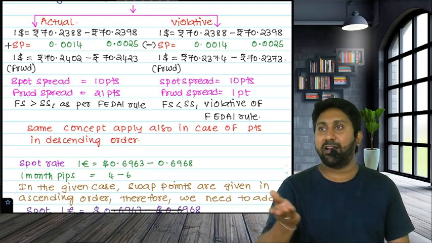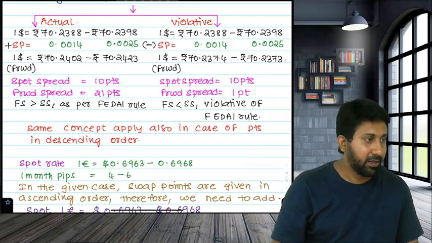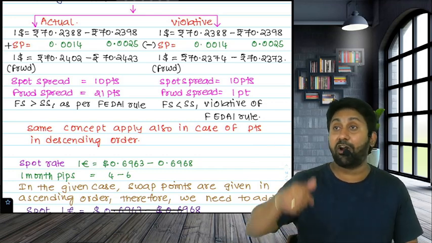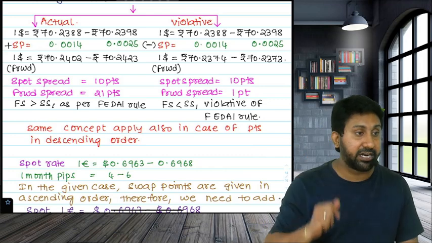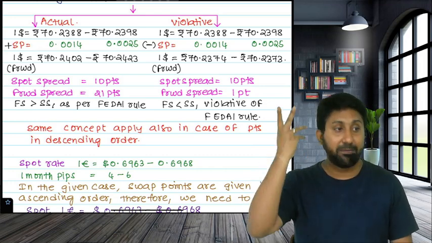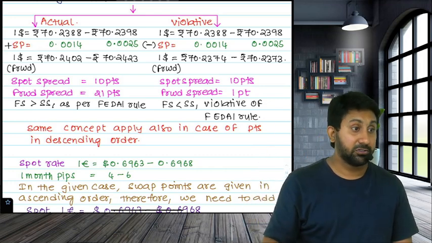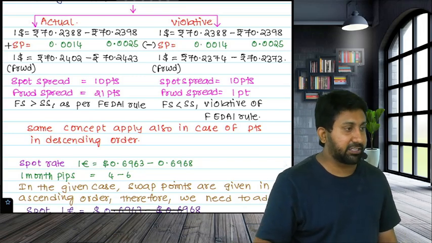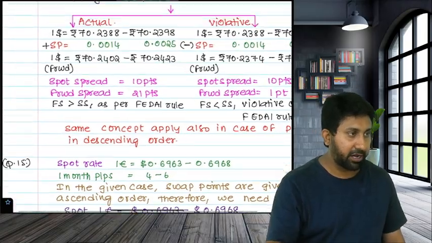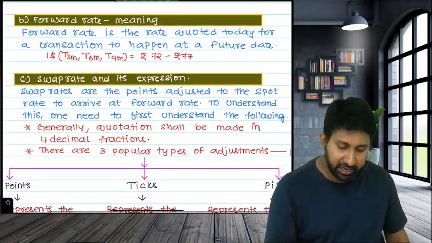Why would I enter when I know I will only get 1 point of profit in the future? I will not enter into a forward. If you don't enter into forward contracts, exports and imports get damaged, and GDP is damaged. So they are very serious about this. The same concept applies in the case of points in descending order. Am I clear? So let's write down the notes clearly.